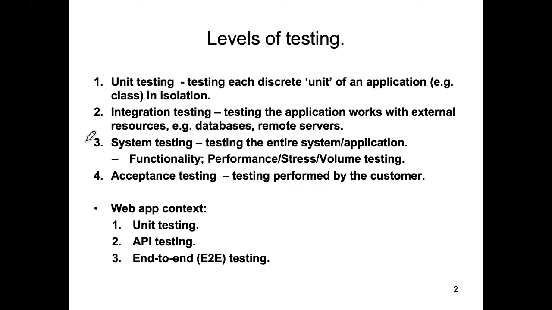System testing is where you are focused on testing the entire application as a single entity. And clearly, you wouldn't embark on system testing unless you were happy that your unit testing and your integration testing were all passing successfully. Fourthly is acceptance testing. Acceptance testing is really system testing, but it's carried out by the customer or the client that you're developing the application for.